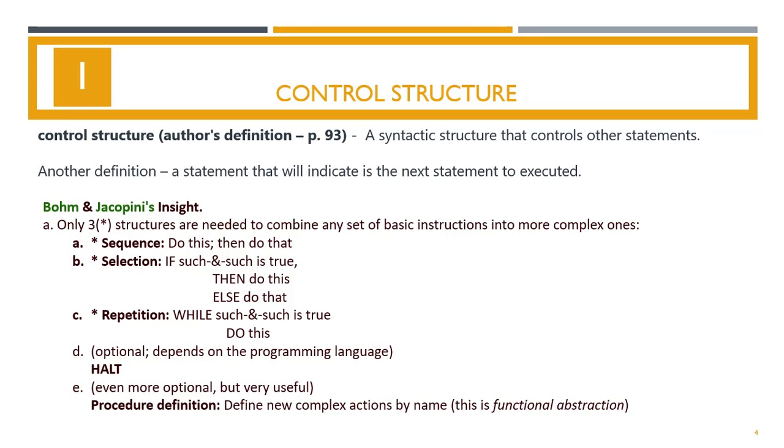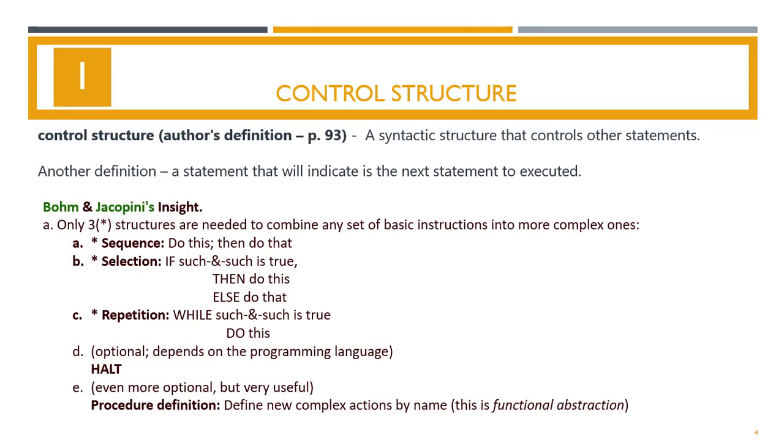Let's first talk about the concept of control structure. So the author defines a control structure on page 93 as a syntactic structure that controls other statements. Not very much to that. Another definition would be it's a statement that will indicate what statement you're supposed to go to next. You don't necessarily go in order.